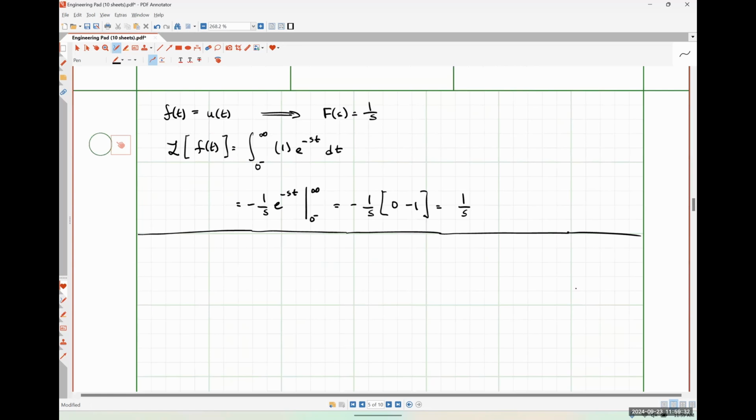All right. Got a question? Negative 1 over s, this one out here? The integral of e to the at is 1 over a e to the at. A is negative s. Okay. All right.